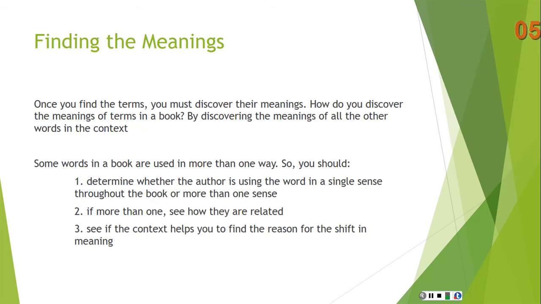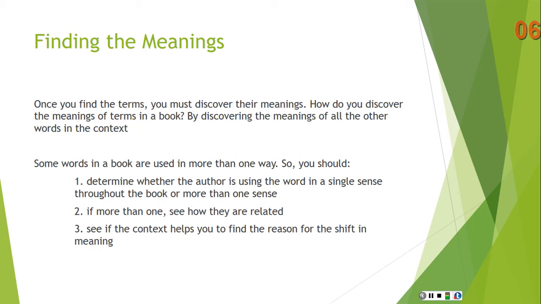So once you find the terms, well, now you must discover their meaning. So you've located a word, you see that it's one of the author's terms, but now you need to discover the meaning. How do you discover the meanings of terms in a book? Well, by discovering the meanings of all the other words in the context. Okay, so like I said, you take the context of the passage in which the word or the term is used to discover its meaning. And here it's just observation and interpretation.